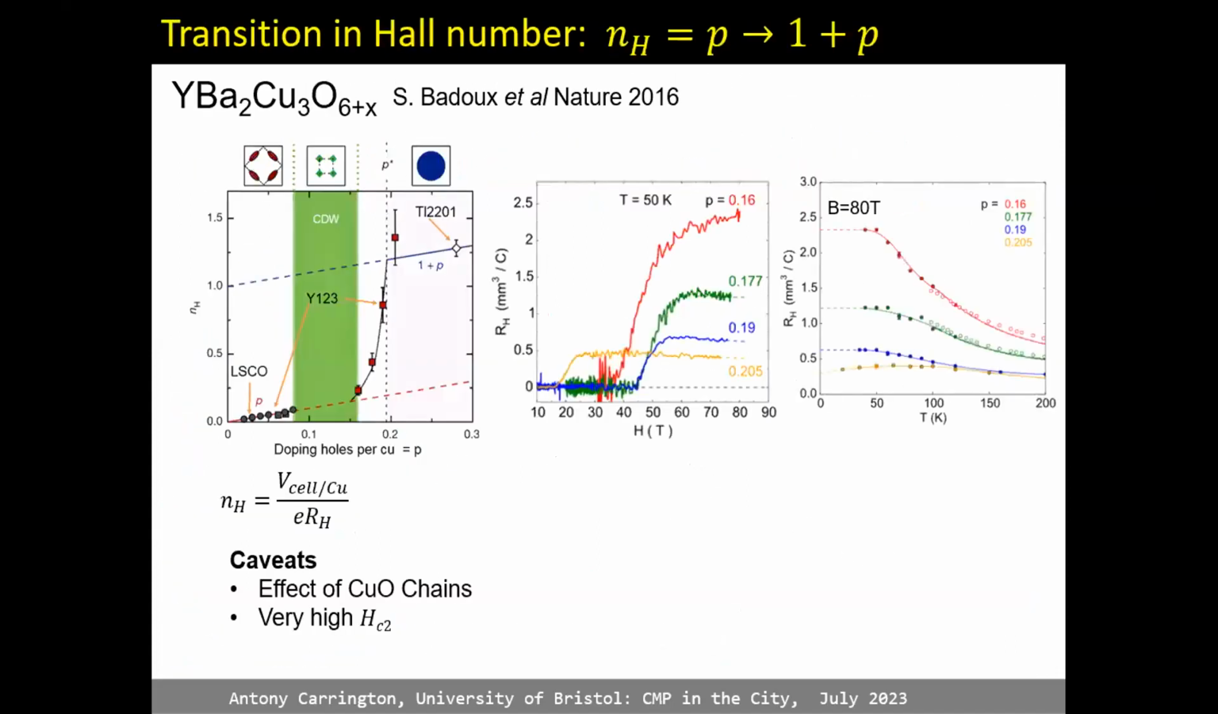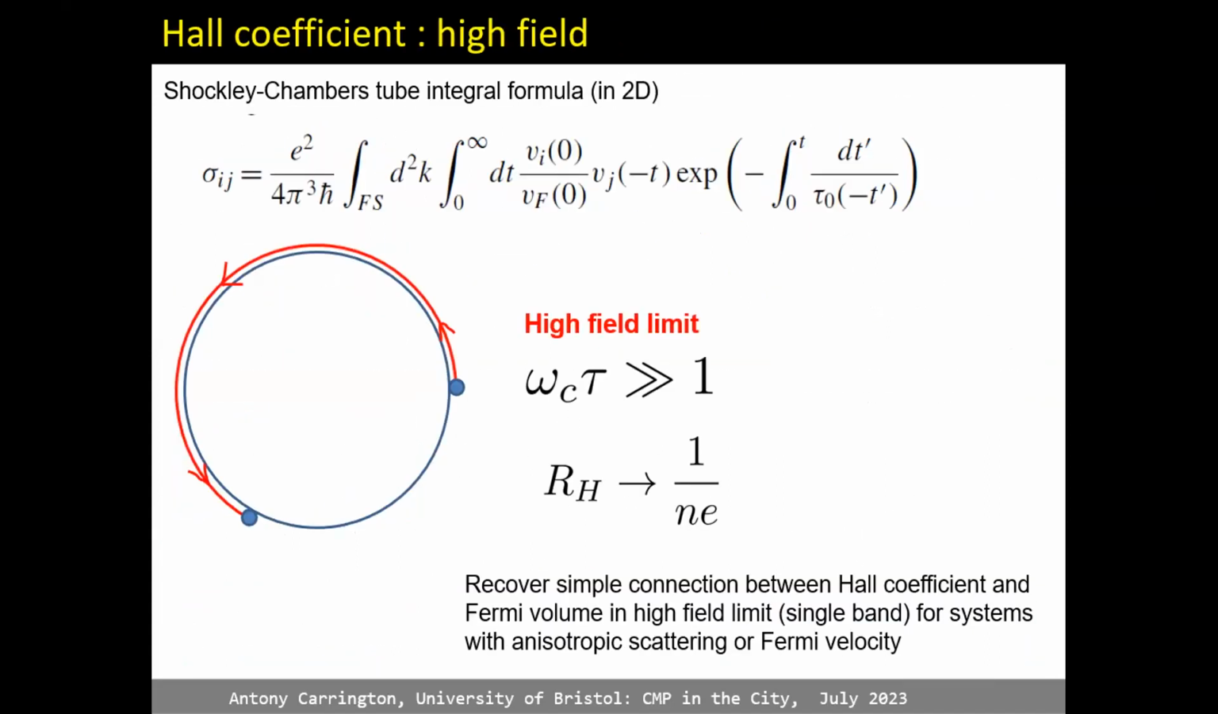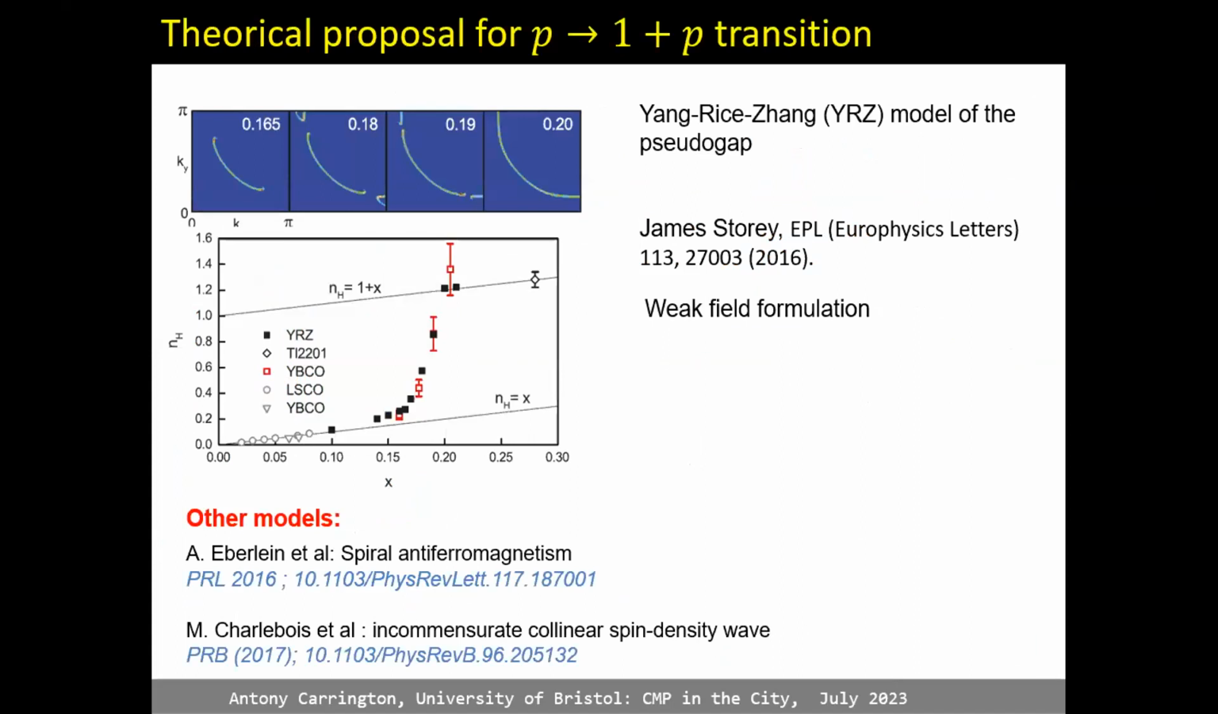So going back to this data here, very shortly after this was published, there was a bunch of papers which tried to understand what was going on, and they all relied on some sort of reconstruction of the Fermi surface. First off the block was James Story, who used a Yang-Rice-Zhang model of the pseudogap, which is effectively a reconstruction of the Fermi surface. You have this big Fermi surface here, which is then reconstructed along essentially an antiferromagnetic zone boundary, and you end up with electron and hole pockets. If you calculate the Hall coefficient, he did it in the weak field limit, you get something that looks quite like the data. So you get this transition from p to 1 plus p.